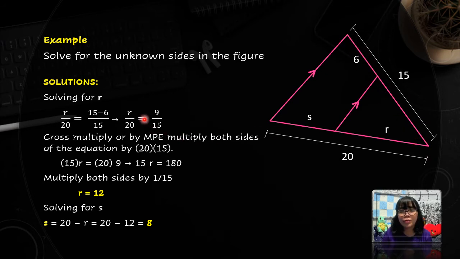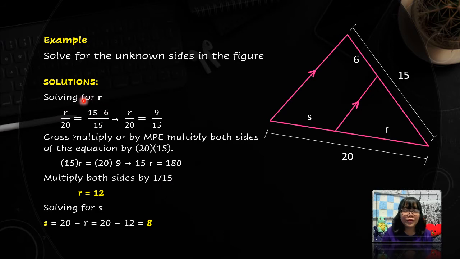Those segments will be, okay, this side here is part of the smaller triangle, and this measures 15 minus 6 because this whole side is 15, and here, this is 6. So that means this is 15 minus 6. That is why we have 15 minus 6 divided by the measurement of one side of our bigger triangle, which is 15. So R divided by 20 is equal to 15 minus 6 divided by 15. So this is our proportion. We will be solving for the value of R.